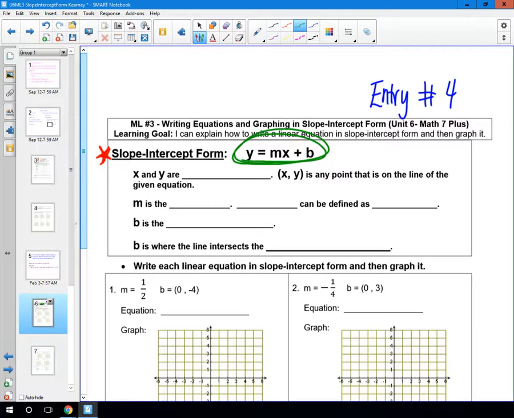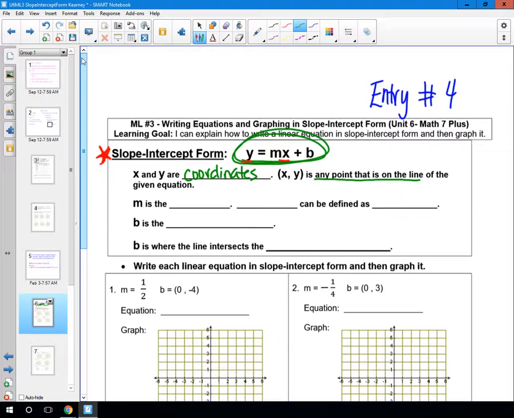So let's talk about what y equals mx plus b means. First, look at that x and y. They are exactly what they've always been. We haven't changed anything. x and y are still coordinates. I could pick any point on that line and plug it into this equation and make it work. So x and y is any point that is on the line of the given equation.